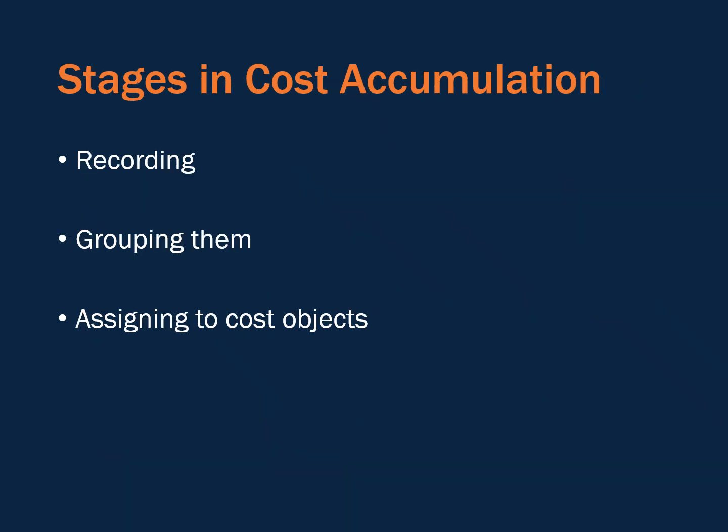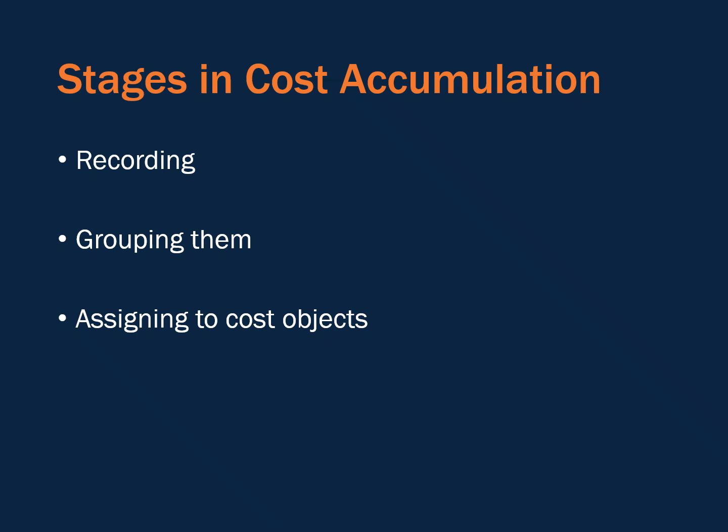The next thing we need to look at is stages in cost accumulation. The first stage in the process is recording costs, which I think I mentioned briefly in the preceding slides, that cost accumulation involves gathering costs, collecting costs. So you get your source document, you get all those source documents with the information, then you record them.